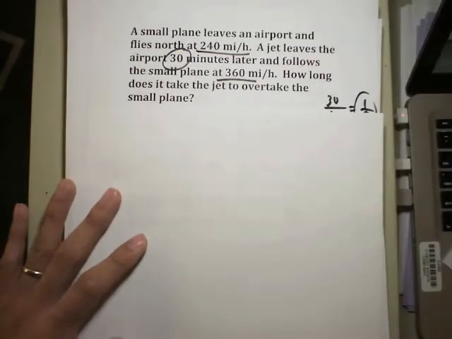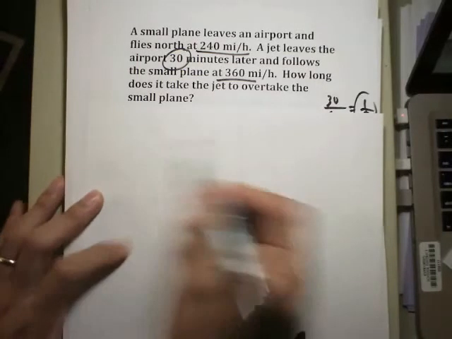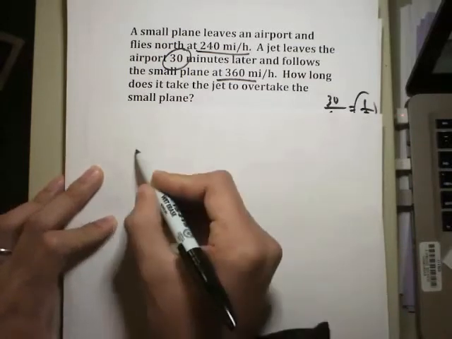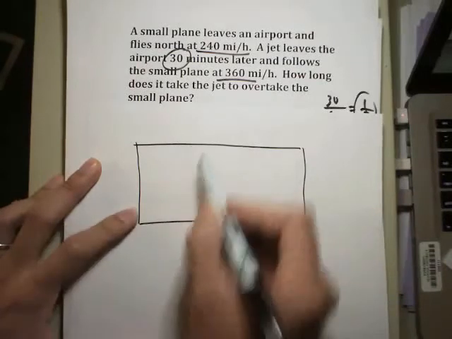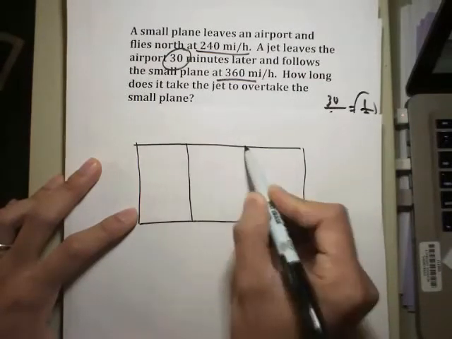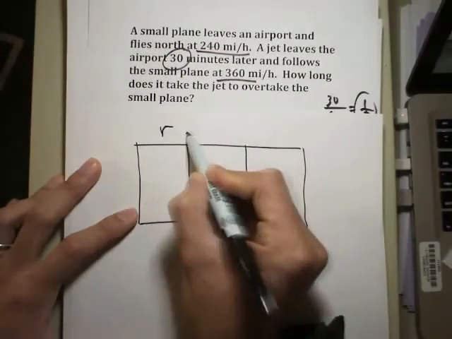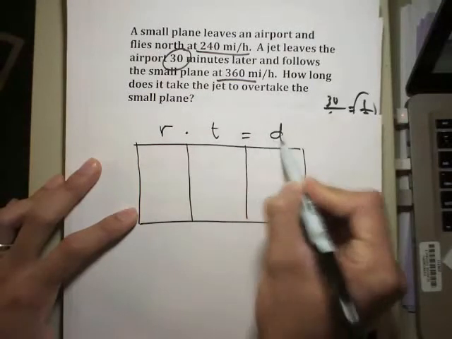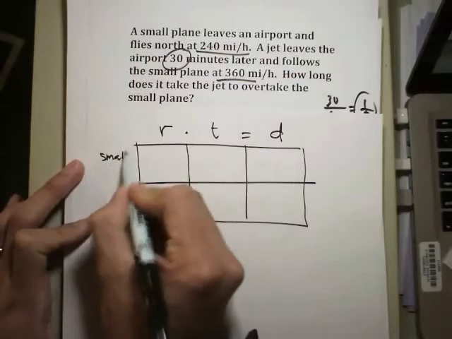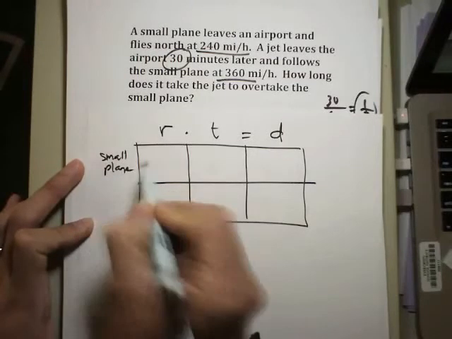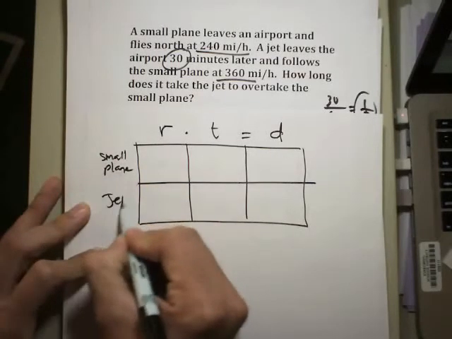So I really want to encourage you once again to use the DRT model, right? So create yourself a table just like this and put 3 columns in there, because you have the rate times the time equals distance, right? And of course you have the small plane to compare, so I'm going to write small plane for that one, and I also have the jet to compare.